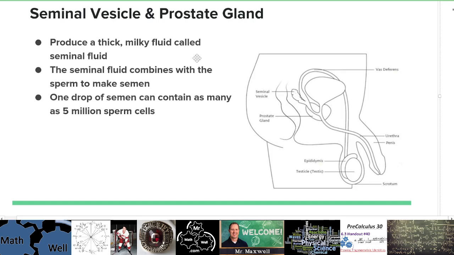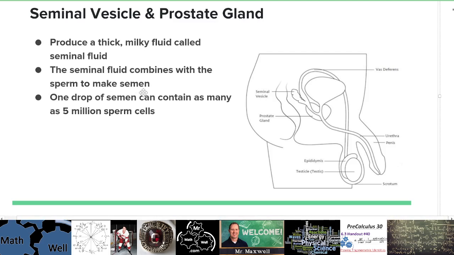All right, the seminal vesicle. Okay, so the seminal vesicle and the prostate gland, what are they all about? So the seminal vesicle and the prostate gland produce a thick, milky fluid called seminal fluid. The seminal fluid combines with the sperm to make semen.